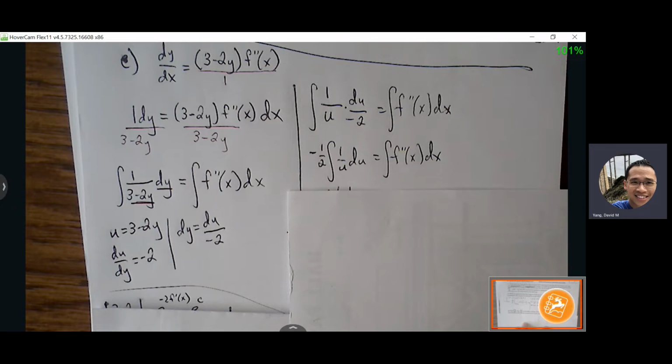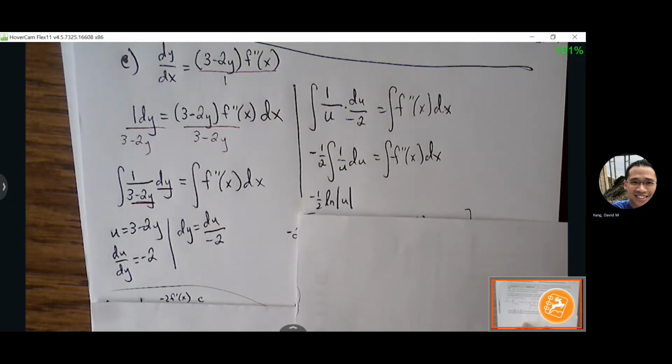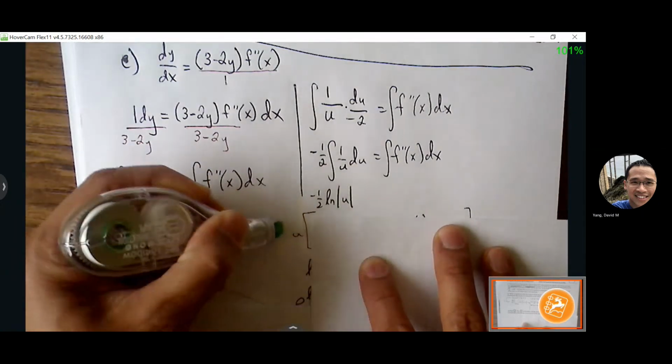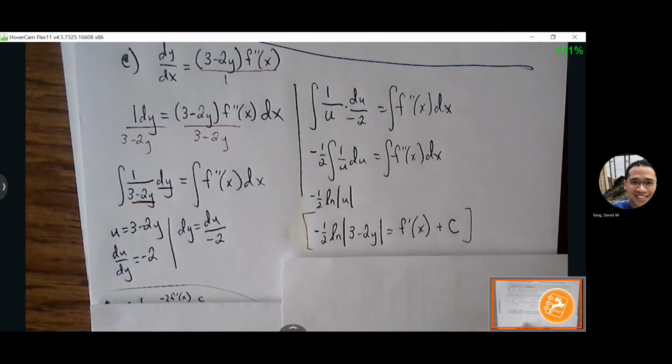Okay, natural log on the left. First theorem on the right. One over u becomes natural log of absolute value of u. Bring the u back in terms of y. The right side, f prime of x plus c.